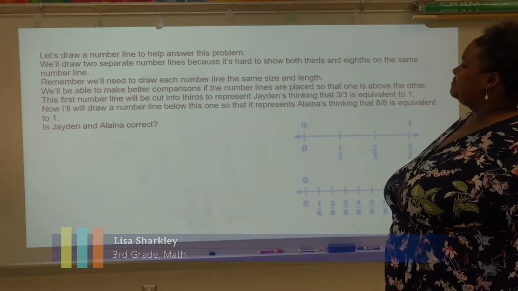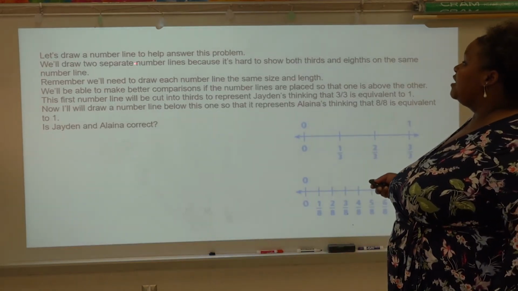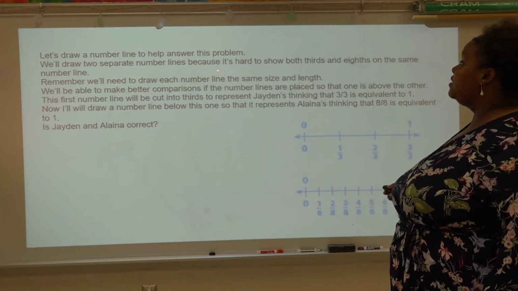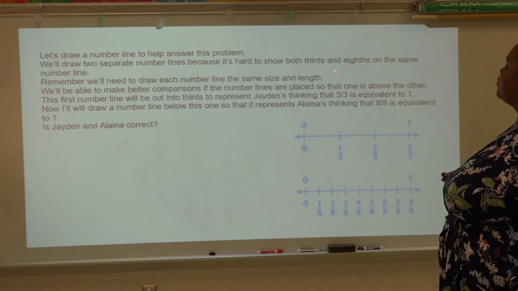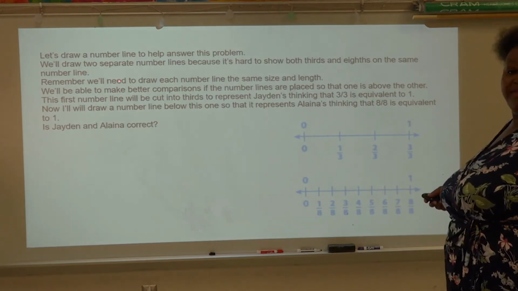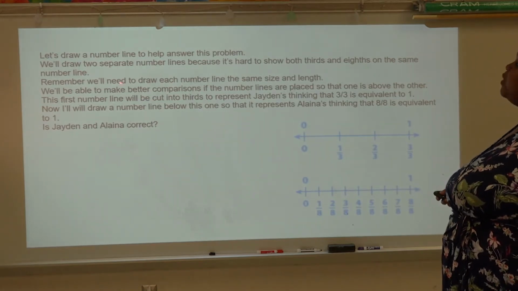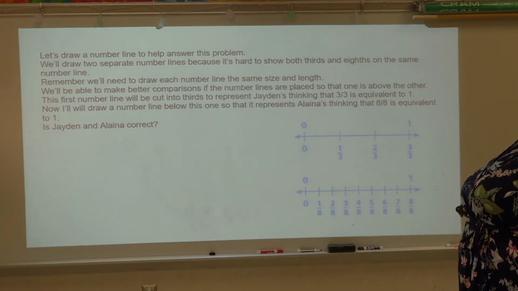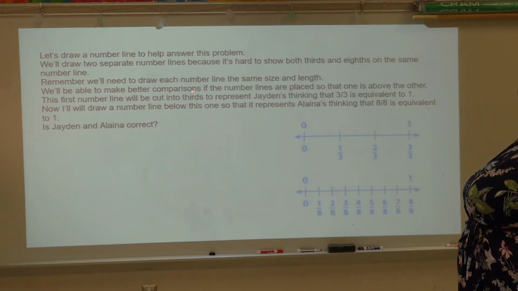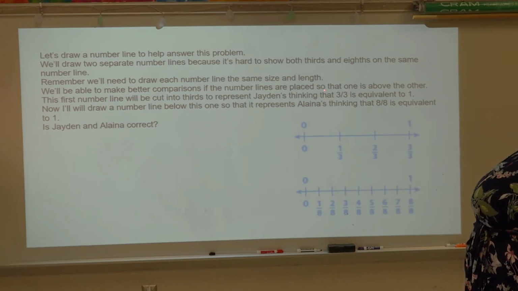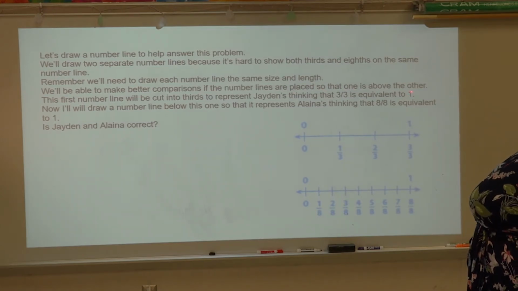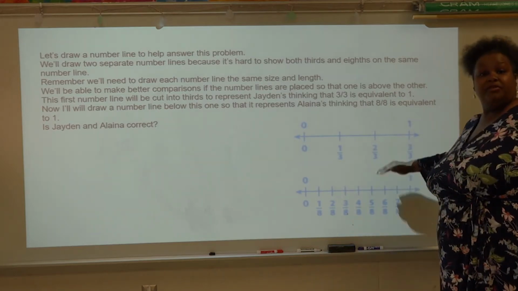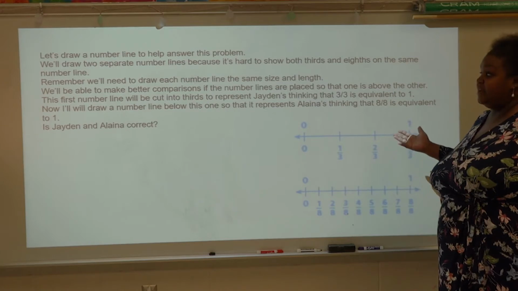Let's see. Let's draw a number line to help answer this problem. We'll draw two separate number lines because it's hard to show both thirds and eighths on the same number line. Remember, we'll need to draw each number line the same size and length. We'll be able to make better comparisons if the number lines are placed so that one is above the other. As you see our number lines above each other, so when we compare, we'll see if it's correct.